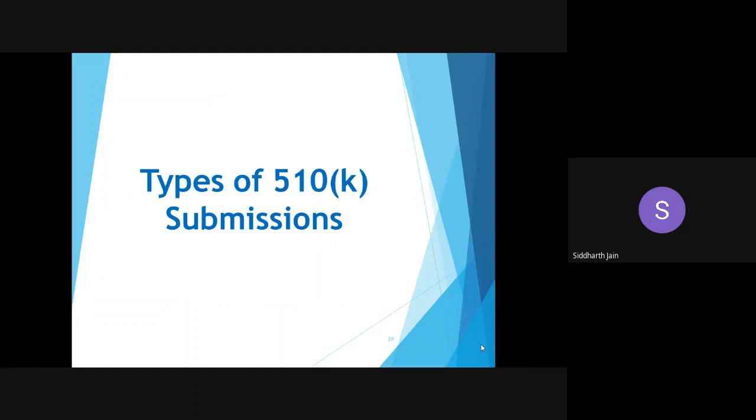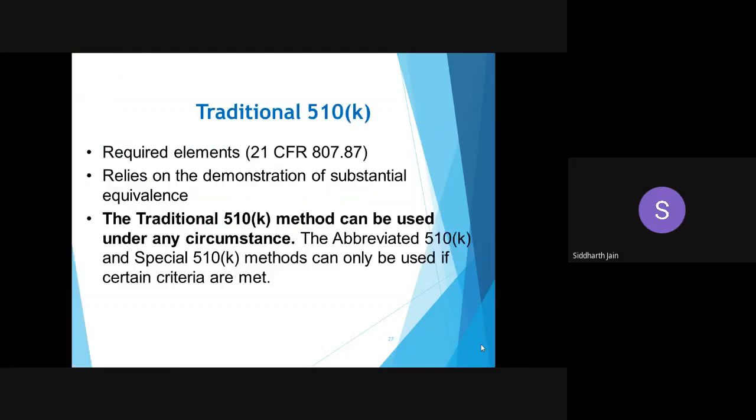I will now discuss the different types of 510K submissions. Next slide. A traditional 510K is required as per the requirements of 21 CFR 807.87. It relies on the demonstration of substantial equivalence, which means you have to do a predicate device analysis. The traditional 510K method can be used under any circumstances. Mostly all medical device manufacturers use the traditional 510K method, because it is well known and well accepted by the US FDA.